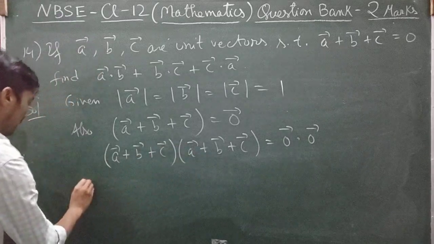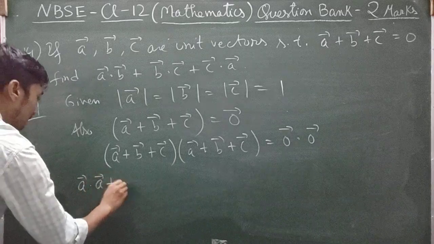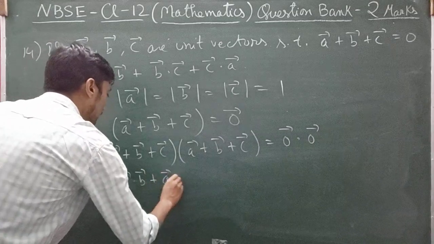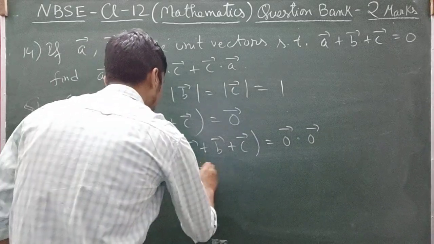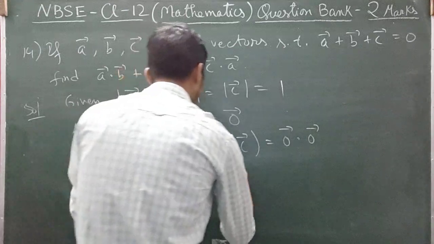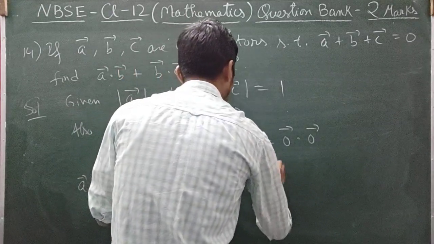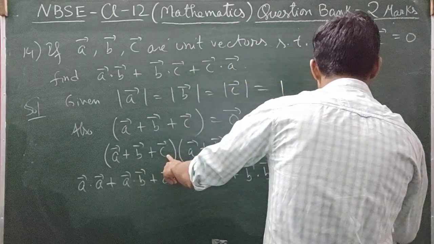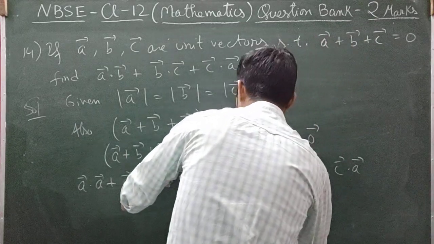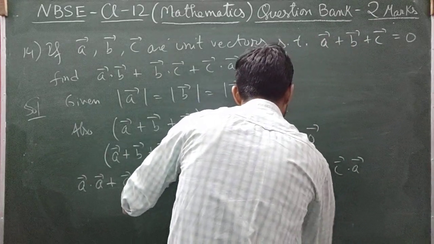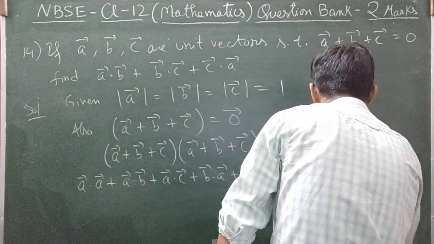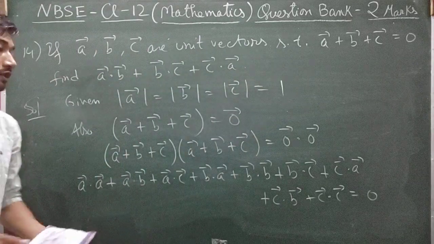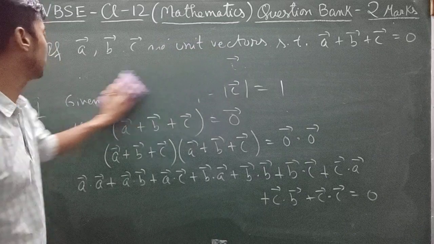So now let's multiply. That's going to be a dot a, a dot b, a dot c, b dot a, b dot b, b dot c, plus c dot a plus c dot b plus c dot c is equal to 0, because 0 vector into 0 vector, of course, is 0. I'll just give you all the details, though we can do it directly. The zero vector's magnitude is 0, so definitely it's going to be 0 only.